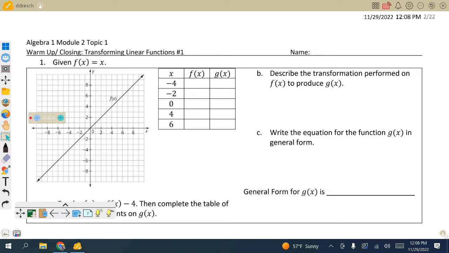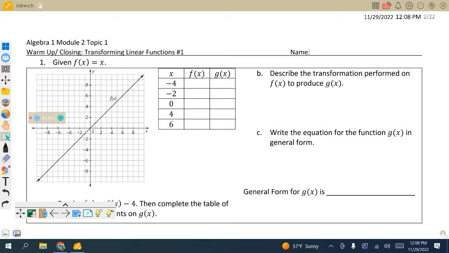You've got yourself a graph already there. This graph has been given to you. It's called f of x. We're starting with that. We give you that table. We saw that table yesterday. In this table, we've got the x values, and what we want to do is complete this table.